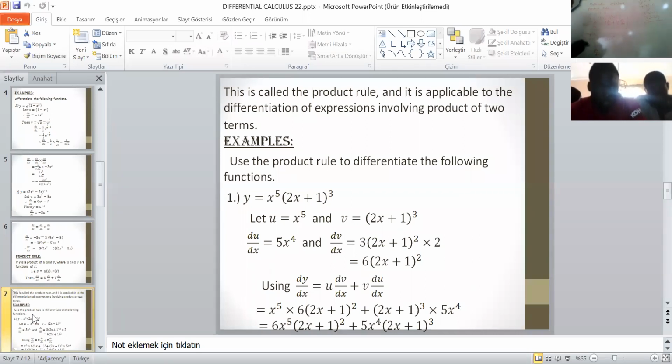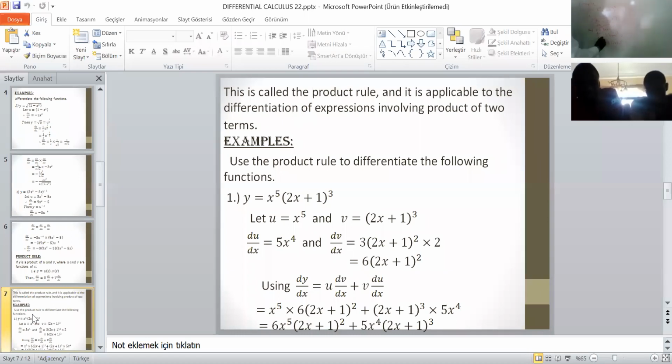You are not going to stop there. Then differentiate what you have inside the bracket separately. The bracket is 2x plus 1, so the differential of 2x plus 1 will give you 2, because 1 is a constant, and the differential of a constant is 0. These 2 multiplies this 3, and that means dv over dx is 6, bracket 2x plus 1 raised to the power of 2.